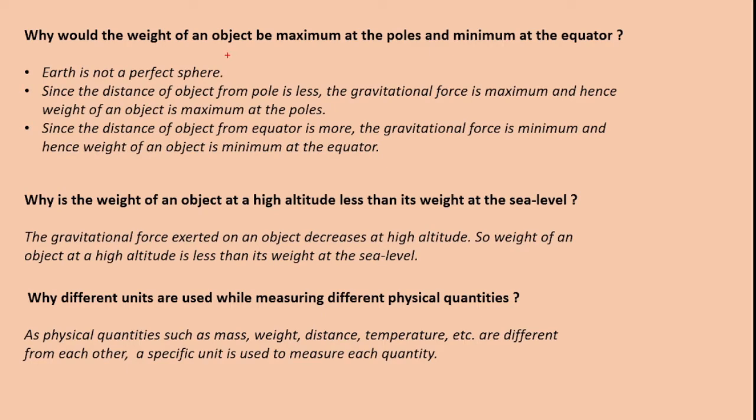Why would the weight of an object be maximum at the poles and minimum at the equator? Earth is not a perfect sphere. Since the distance of the object from pole is less, the gravitational force is maximum and hence the weight of an object is maximum at the poles. Since the distance of the object from the equator is more, the gravitational force is minimum and hence the weight of an object is minimum at the equator.